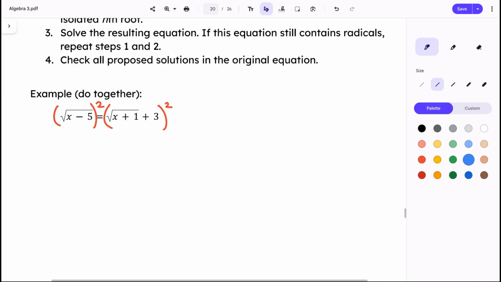So on the left-hand side, remember when we square a square root, they cancel each other off. And so this x minus 5 is just going to pop out.